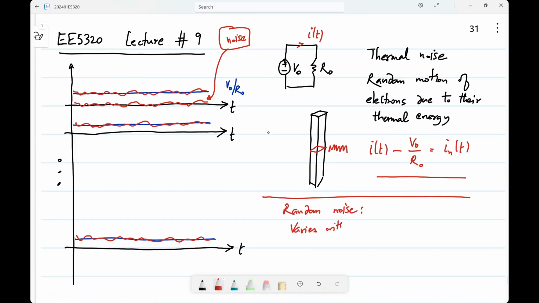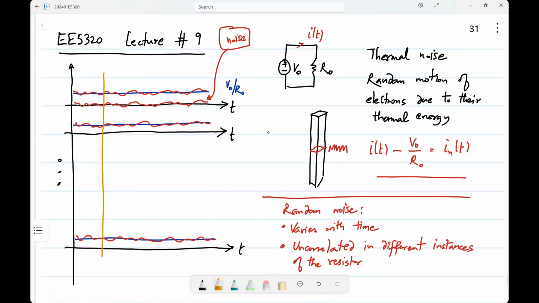It varies with time, and it also turns out to be uncorrelated in different instances of the resistor. That is, if you look at a particular instant here and take samples of the noise, they'll all be uncorrelated from each other.